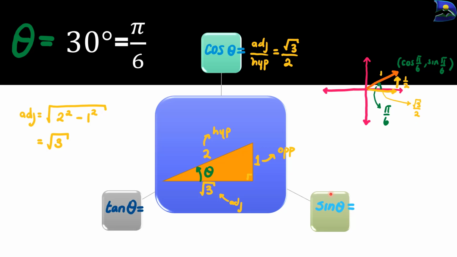Now the next one here is how about our sine theta? You should be able to figure this out without me actually showing it to you, but voila, opposite over hypotenuse, and this is equal to 1 over 2, which is 0.5, which is what we have right over here for our y coordinate, sine pi over 6.